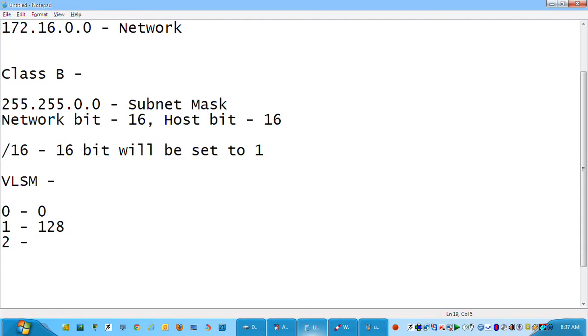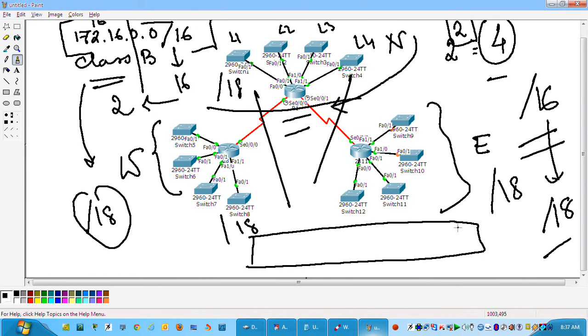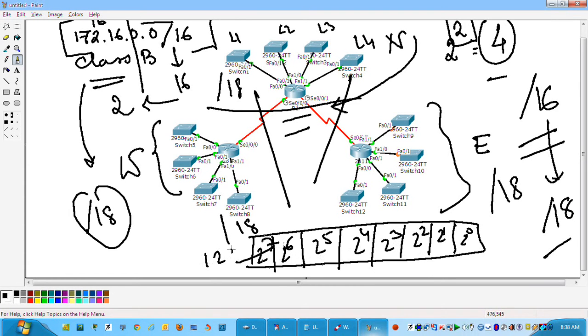Because if you look at this table, I am just showing you the table. Looking at the bitwise values, this is 2 to the power 0, this is 2 to the power 1, 2 to the power 2, 2 to the power 3, 2 to the power 4, 2 to the power 5, 2 to the power 6, 2 to the power 7. So 2 to the power 7 means 128. This will be 64.